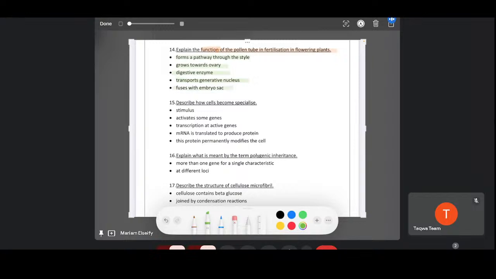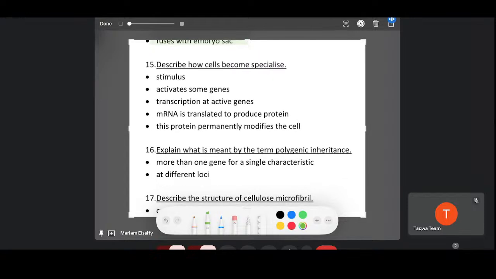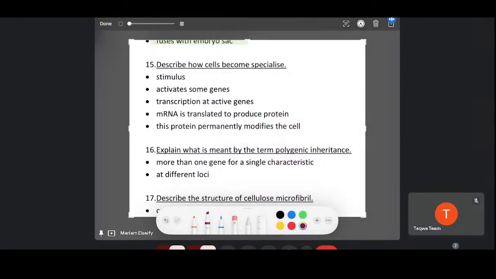with embryo sac. Okay, describe how cells become specialized. You know, there are some cells that are not specialized at all, they're just there, right? So how do they become specialized? Through stimulus. It activates some genes, then the transcription of active genes, then the mRNA is translated to produce the protein, and then this protein is permanently modified by the cell.